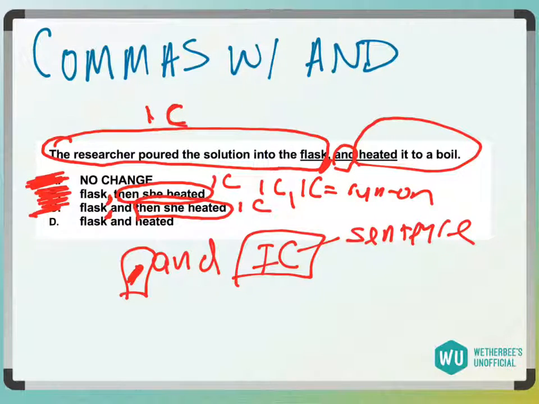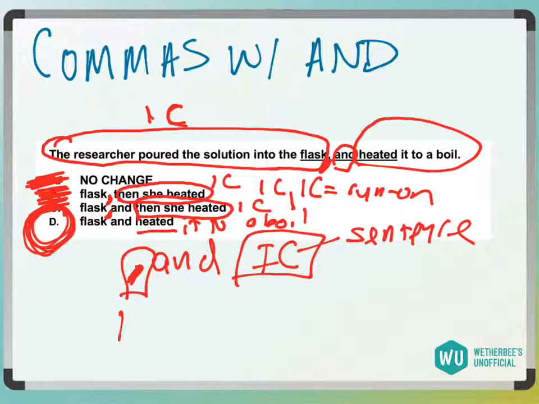The researcher poured the solution into the flask and heated it to a boil. Is "heated it to a boil" an independent clause? It's not. So we don't want a comma in front of and there, and that's what makes answer choice D correct, right?